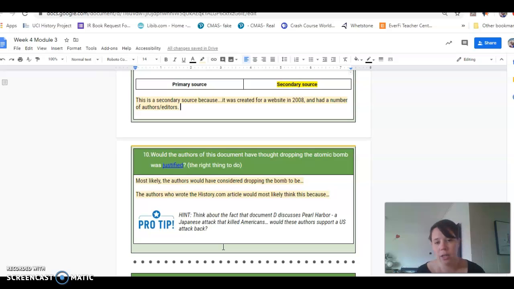So most likely the authors would have considered dropping the bomb to be justified or unjustified, because you can't just put justified or unjustified. And the authors who wrote the History.com article would most likely have thought this because.